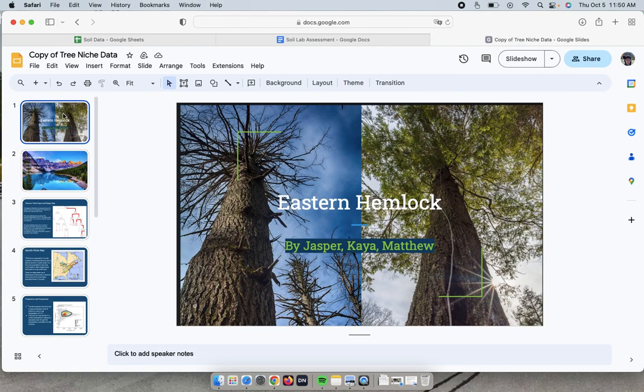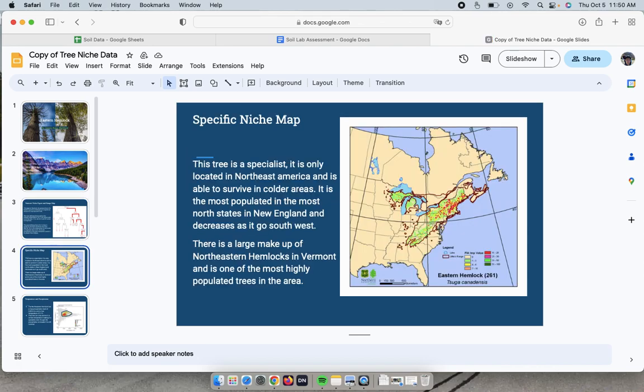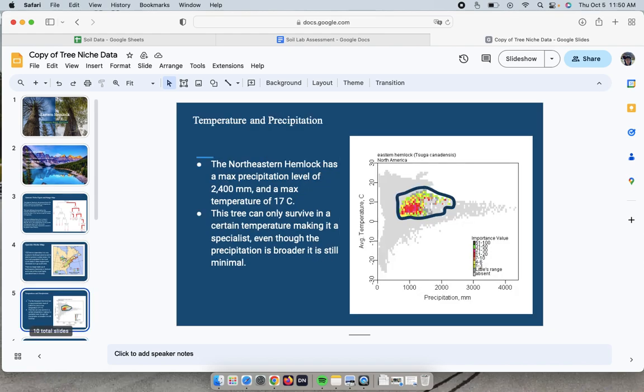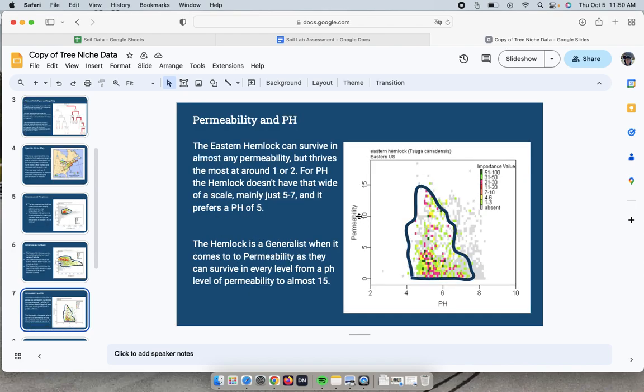You'll have a whole laundry list of these available starting tonight, where you'll be able to look at the figures, the factors that are important for Vermont, where we find it in the United States and how common it is throughout that, how it responds to precipitation and temperature, how it responds to elevation and latitude, and then soil permeability and pH. A good note is that as you increase permeability, you're tending to decrease clay and increase sand. Sand is very permeable and clay is not.